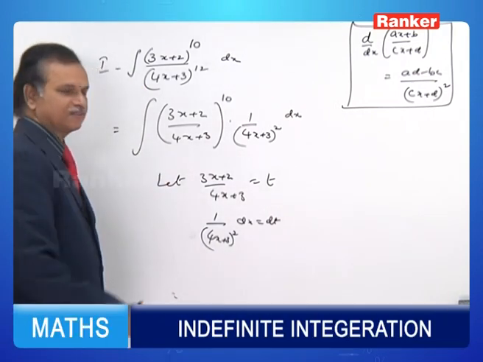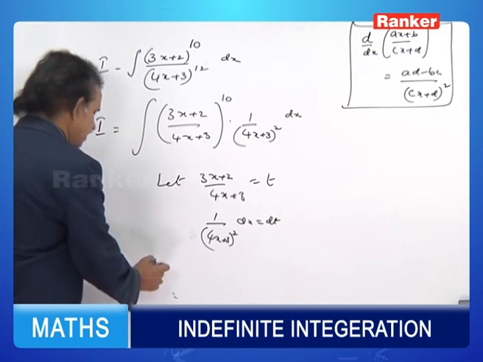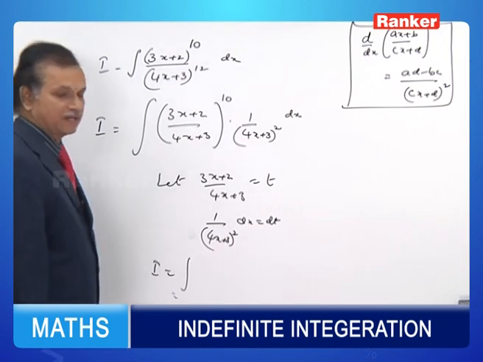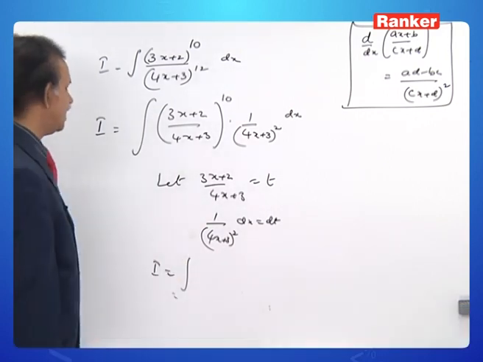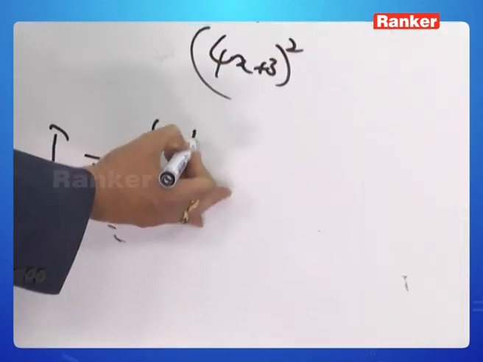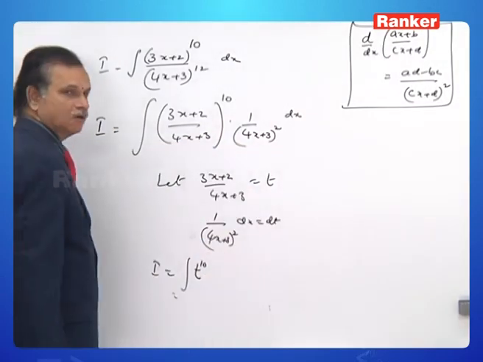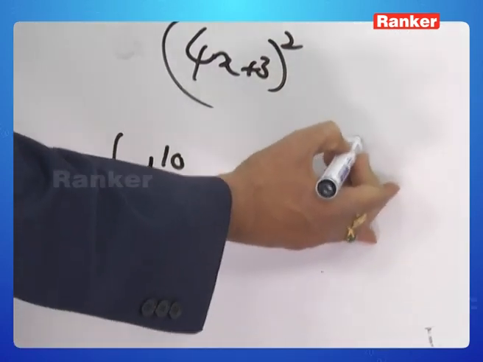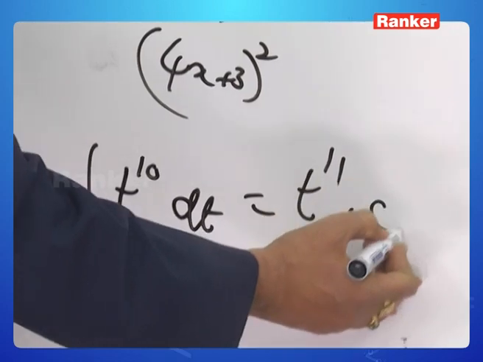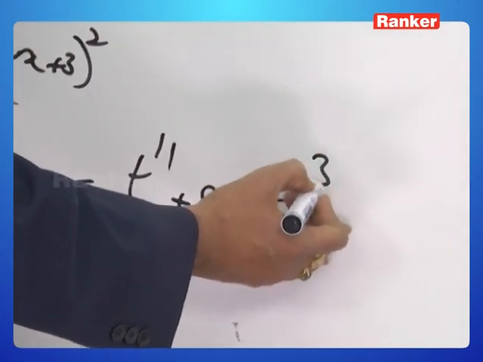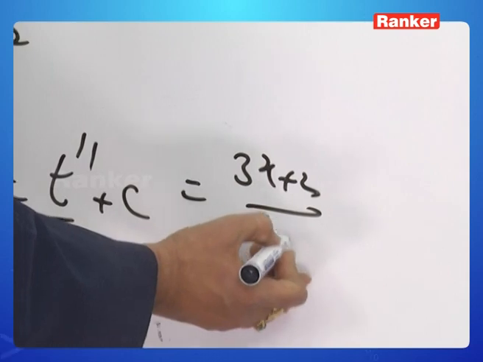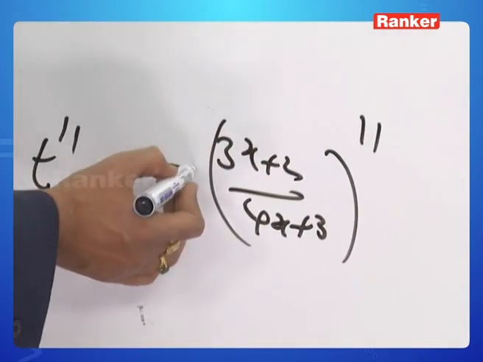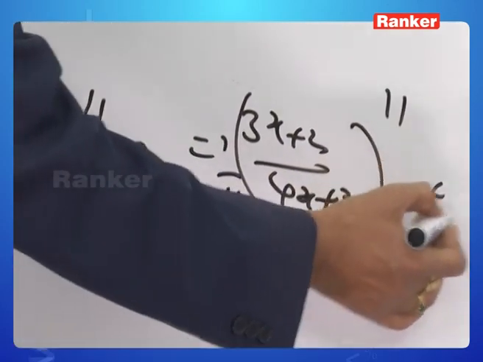What will be the shape of this required integral? It's very simple. Come on. (3x plus 2) by (4x plus 3) is nothing but t. Hence this is t power 10. 1 by (4x plus 3) whole square dx entirely becomes dt. Hence it is t power 11 by 11 plus c, or (3x plus 2) by (4x plus 3) whole to the power of 11 by 11, that is 1 by 11 into that, plus c.